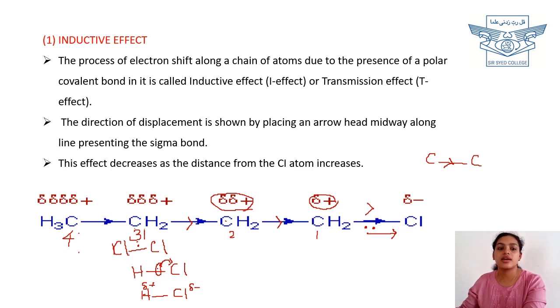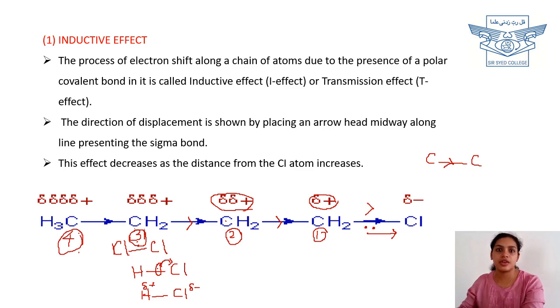Okay, then the effect decreases as the distance from the chlorine atom increases. This is the strongest, so this will pull more powerfully, with greater power, and this effect goes on decreasing as the distance increases. So the minus I effect of chlorine will be felt the maximum at the first carbon atom here, and the effect will be decreased at the second carbon atom, and still more decreased at the third carbon atom, and almost negligible at the fourth carbon atom.